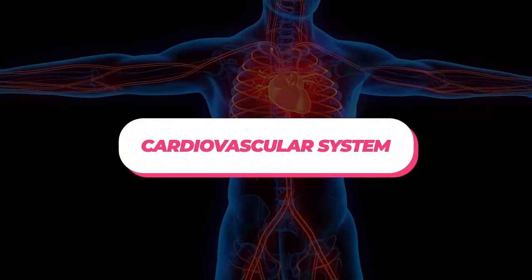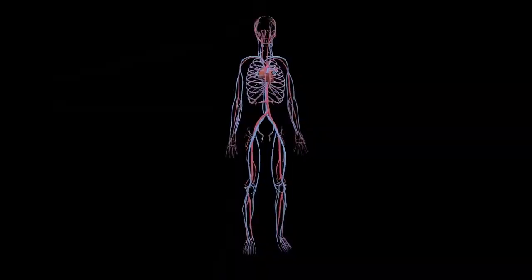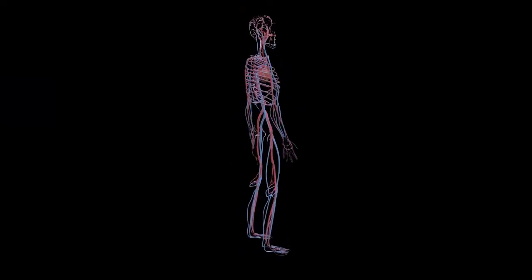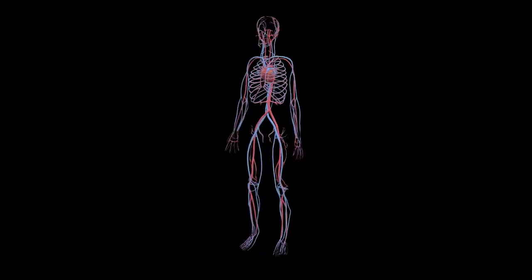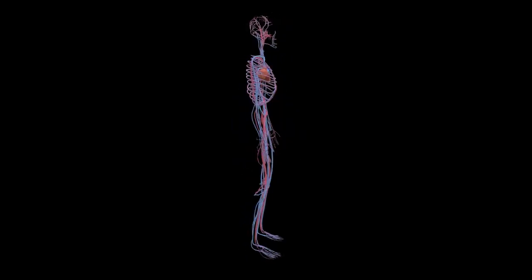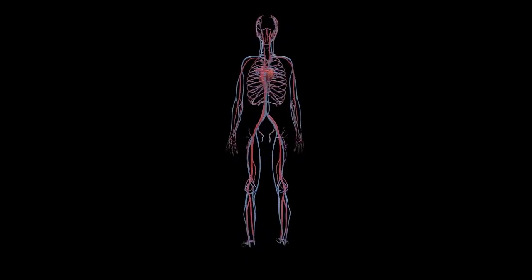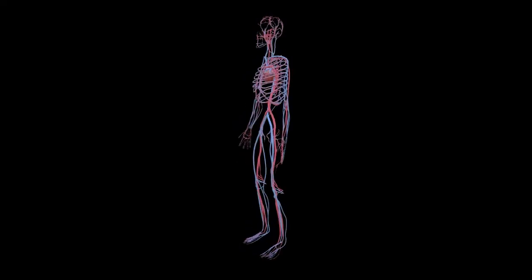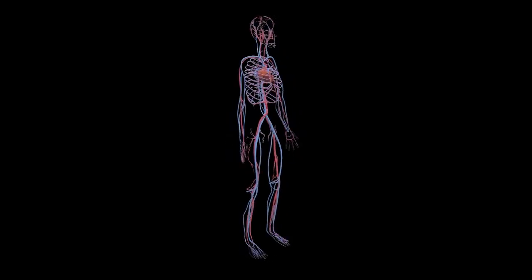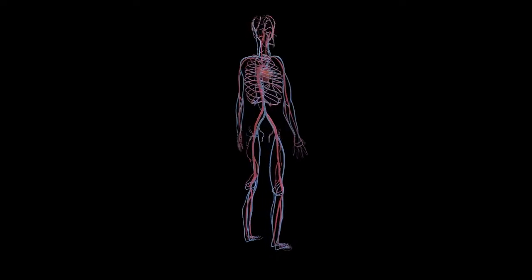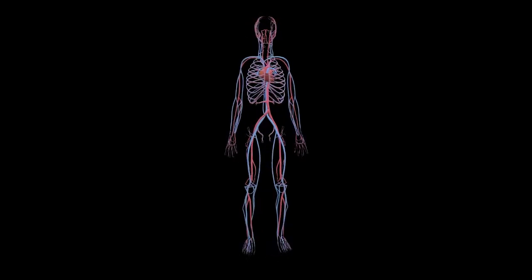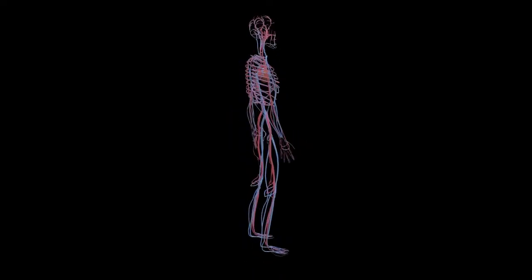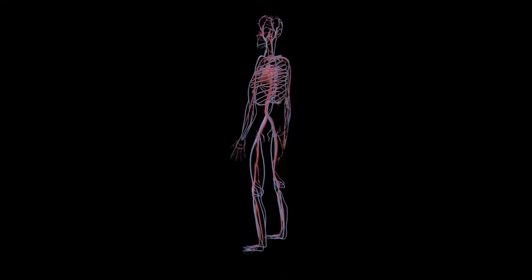Number 3. The cardiovascular system. The cardiovascular system is the body system that is responsible for transporting oxygen, nutrients, and hormones to cells and removing waste products from the body. It consists of the heart, blood vessels, and blood. The heart is a muscular organ that pumps blood throughout the body. Blood vessels are the tubes that carry blood throughout the body, and blood is the fluid that circulates through the body in the blood vessels.